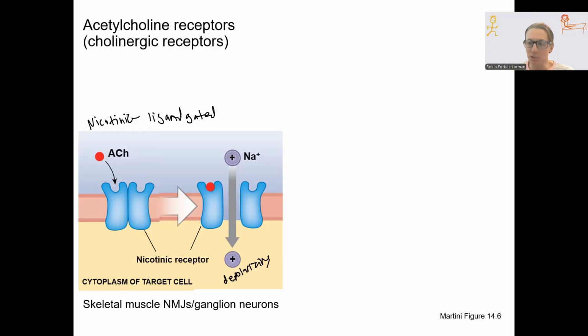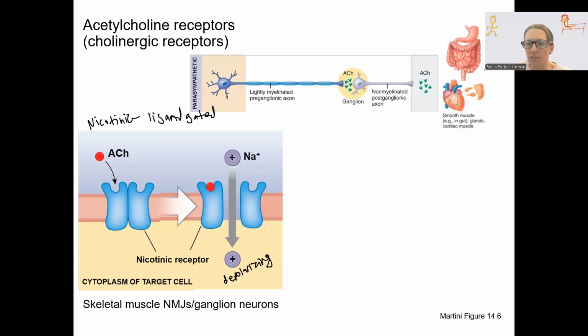These, again, I said this before, these receptors are located in the neuromuscular junction of skeletal muscle, and on the ganglion neurons themselves, the neurons that are in the ganglia. I'm going to bring up this image reminding you of where this is. So I could color code this nicotinic receptor, those are located right here, right? As well as in the somatic nervous system that I'm not showing here.